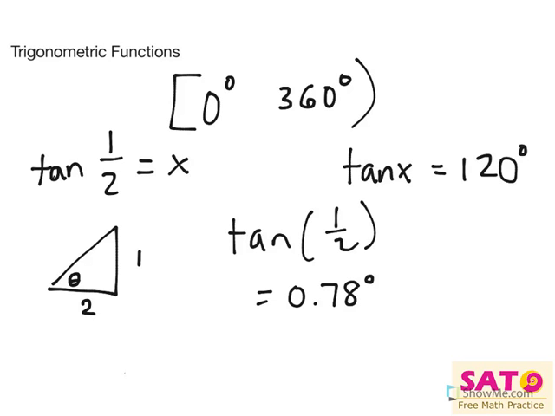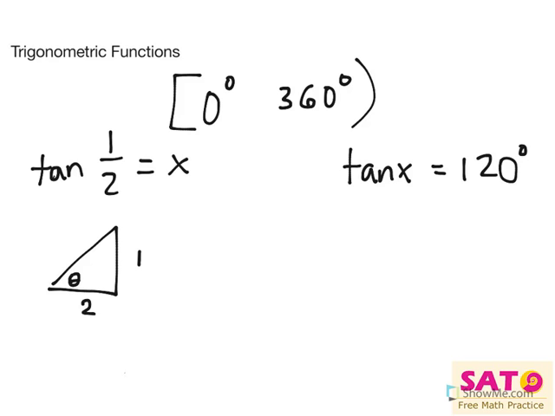So now that we know that, let's move on to the next one. Tan x equals 120. That's in the second quadrant that we know, so that'd be right here. And we know it's negative. It has to be negative because tangent is always negative in quadrant 2.